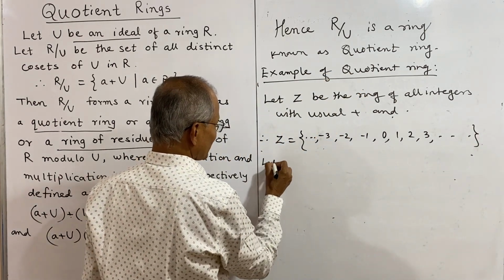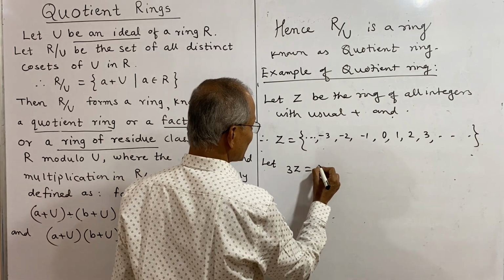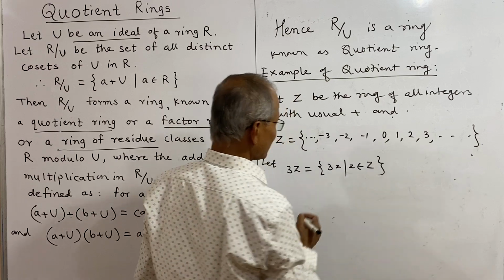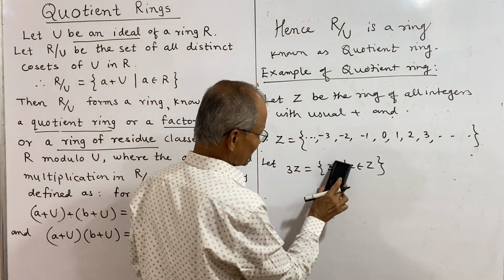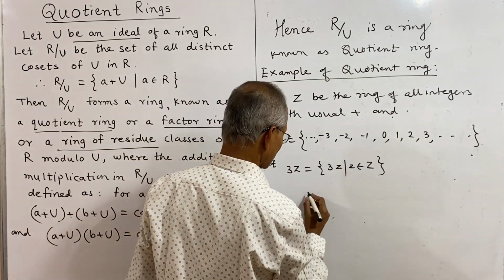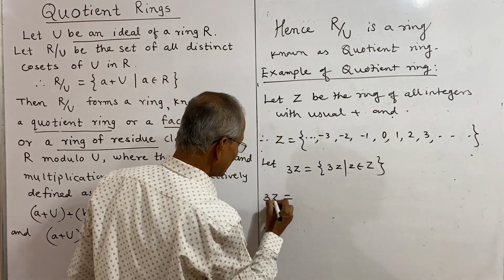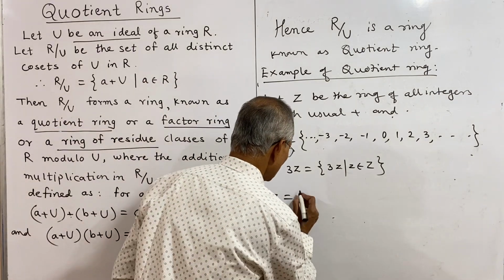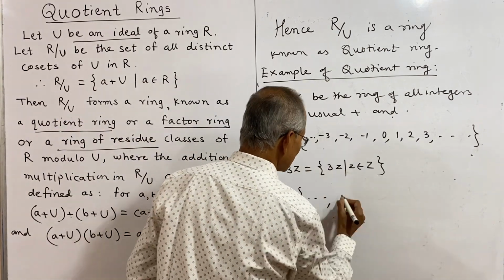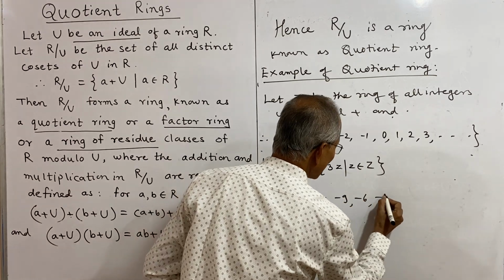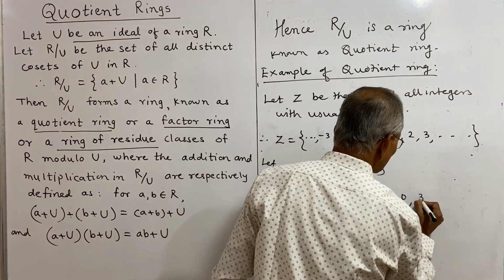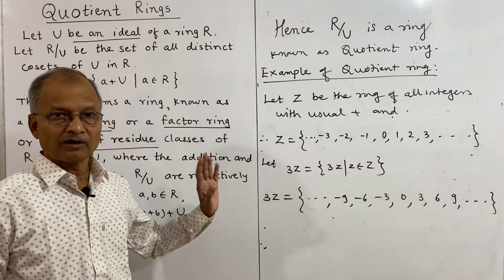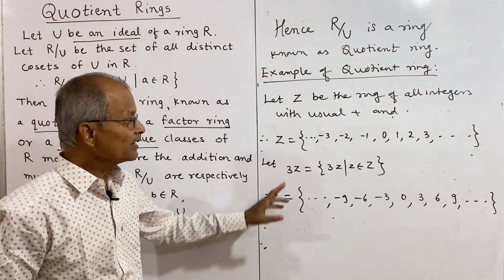And further, let 3Z equal 3 times z, where small z belongs to Z. That means we have to consider integer multiples of 3, so 3Z is every element of Z multiplied by 3. Thus we get minus 9, minus 6, minus 3, 0, 3, 6, 9, etc. So this is 3Z, and we know that this 3Z is an ideal of Z.